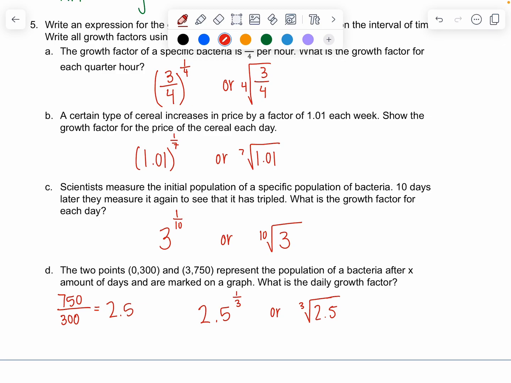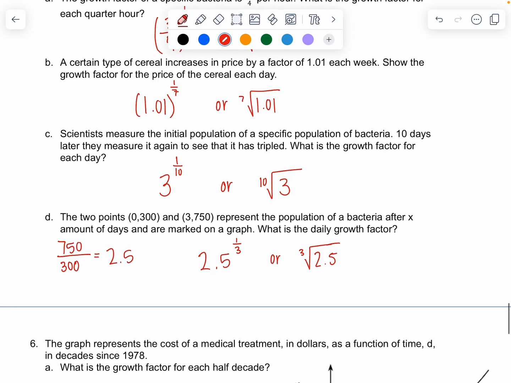Which, if you plug that into a calculator, it's not the nicest decimal. It goes on forever, so it's not a perfect cube. So you can just keep it like that.